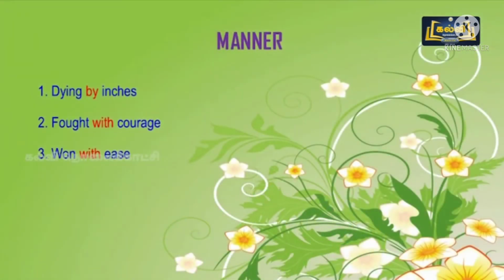And here comes manner. Examples for manner. First one is dying by inches. Second one, fought with courage. Third one, with ease. Here the prepositions are by, with, and in the third example also with. Without the preposition, if you look at the sentence, it won't give the meaning. Only the preposition decides the meaning.